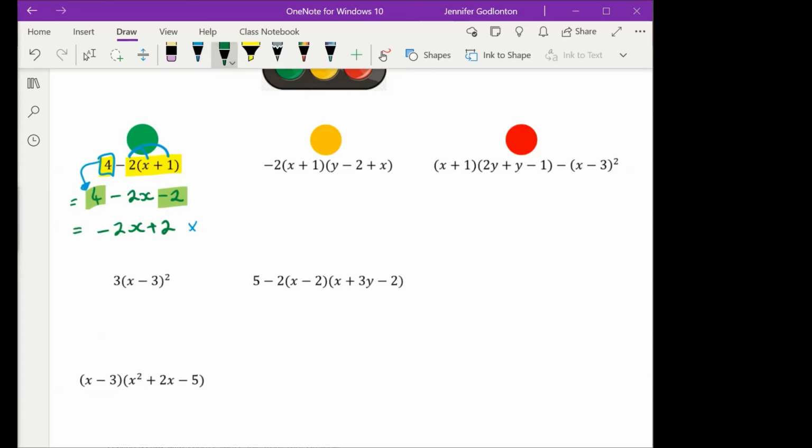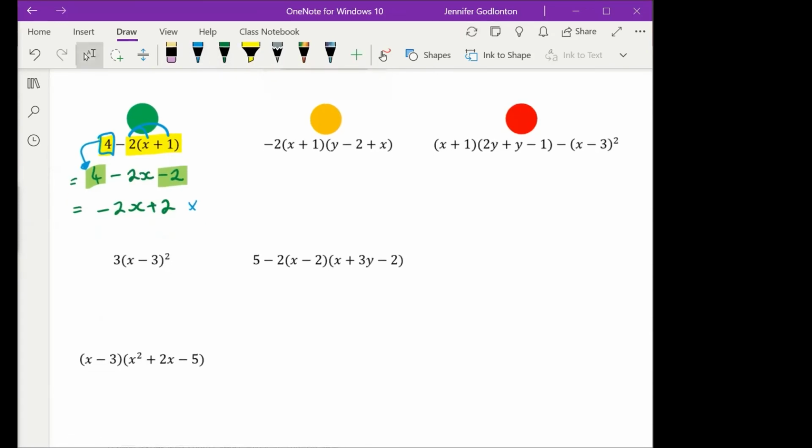Okay, so those of you who are working on the second green one, I'm going to put the answer up on the board, and then I'm going to let someone talk us through the orange. So the second green one, we're going to keep that 3, and I'm going to write out that bracket twice. Oh, Siwe, do you want to do the second green one?